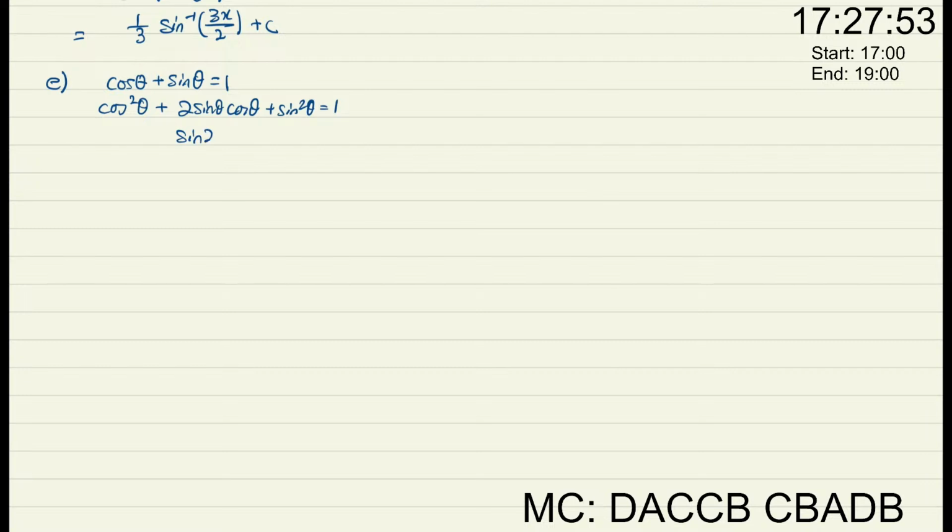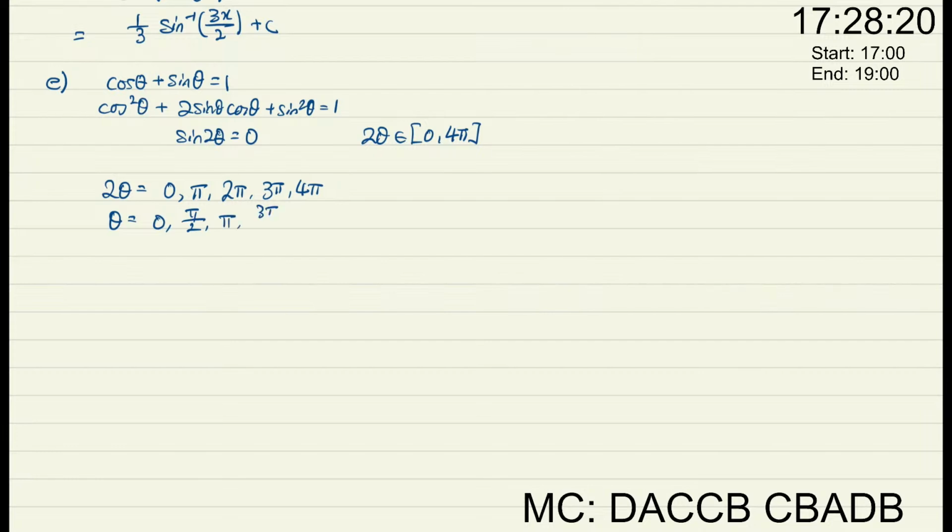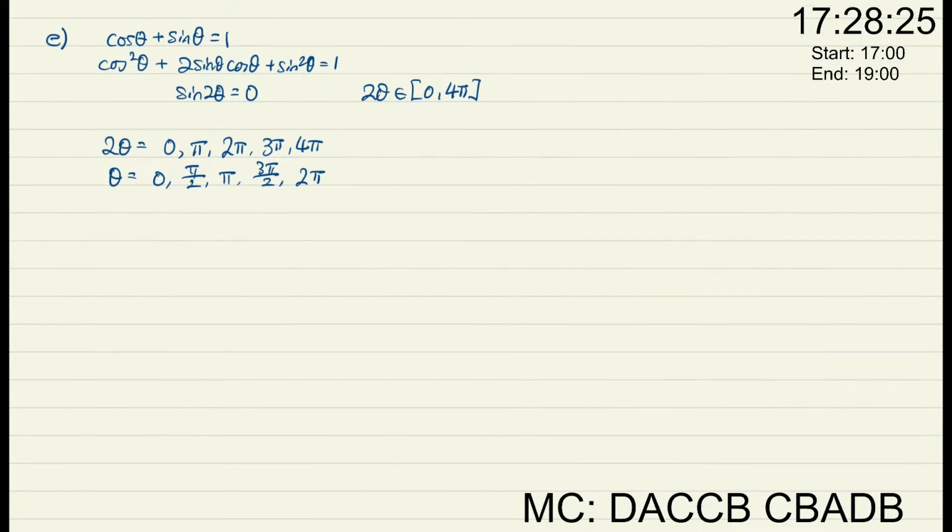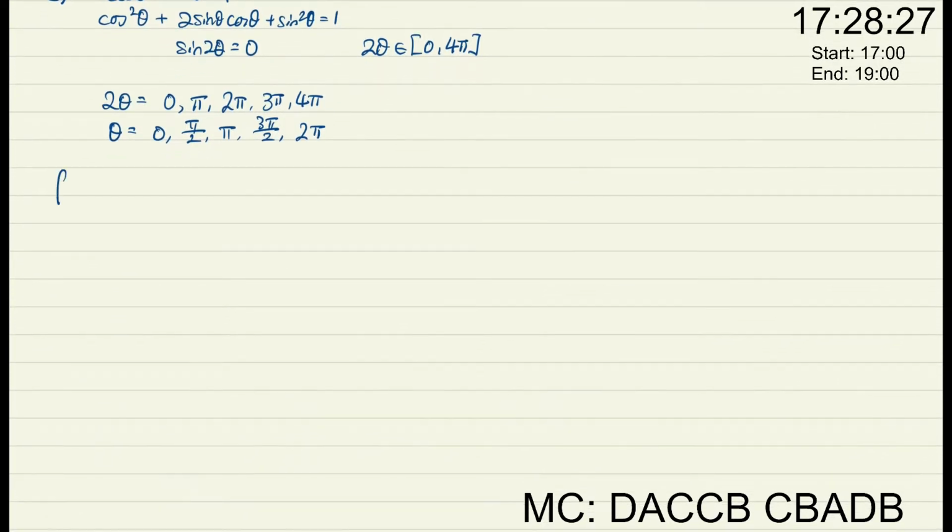So we have sine 2 theta equals to nothing. And luckily, because this is a boundary angle question and we know that 2 theta should be between 0 and 4 pi, we're going to end up getting 2 theta equals, let's list them all out: 0, pi, 2 pi, 3 pi, and 4 pi. That makes theta equals 0, pi on 2, pi, 3 pi on 2, and 2 pi. So these are all our answers. Look, we're in a hurry, so we'll keep these answers.